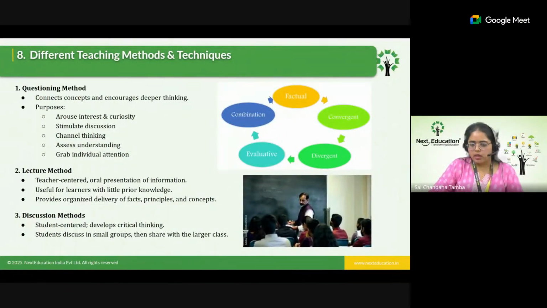Moving forward, I'm going to give you a very brief quick brush up about different teaching methods and techniques, though you must have already known all this. So, the questioning method. Can anyone tell me what this is? When you say questioning method as a particular teaching method, what do you mean by that? I think the word itself tells you.